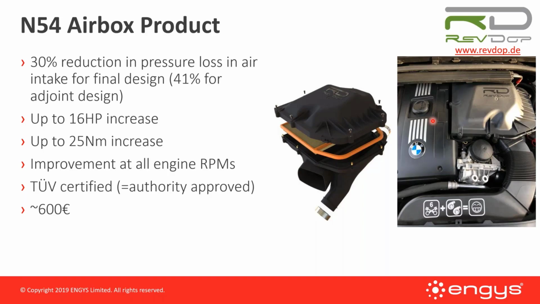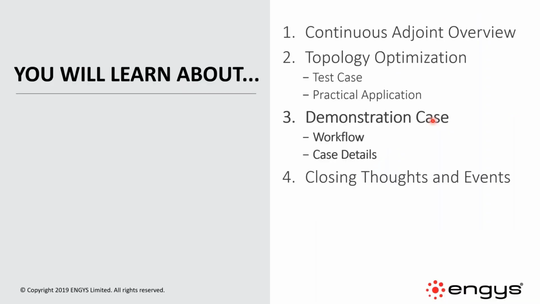So it was able to improve all of the engine RPM, so all of the different operating points that this particular design was meant to work over. This product is out on the market right now, so consumers are able to buy a product that was designed using adjoint optimization. There's other examples of this, but this is one of my favorite that we like to talk about. All right, so let me talk about a demonstration case.